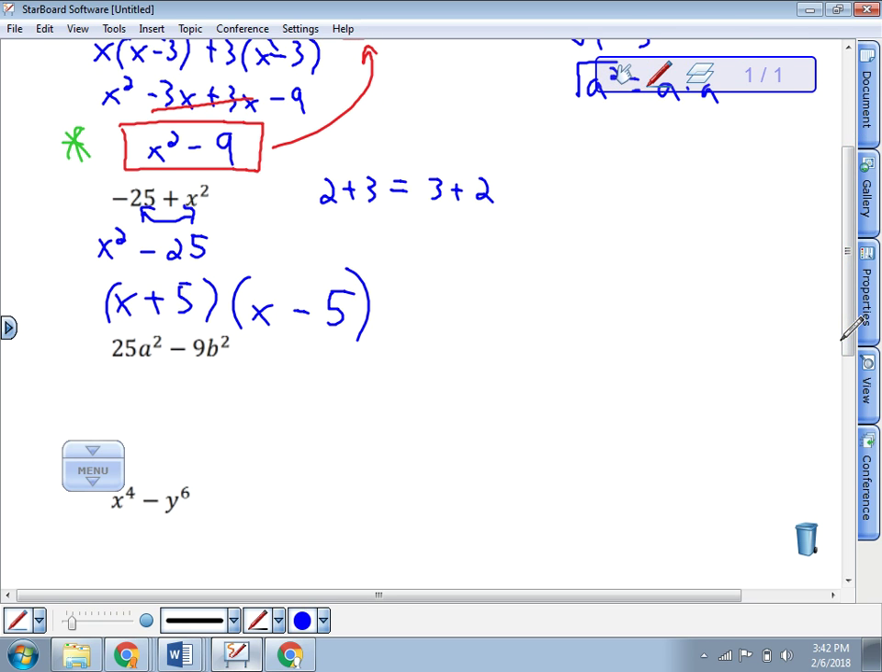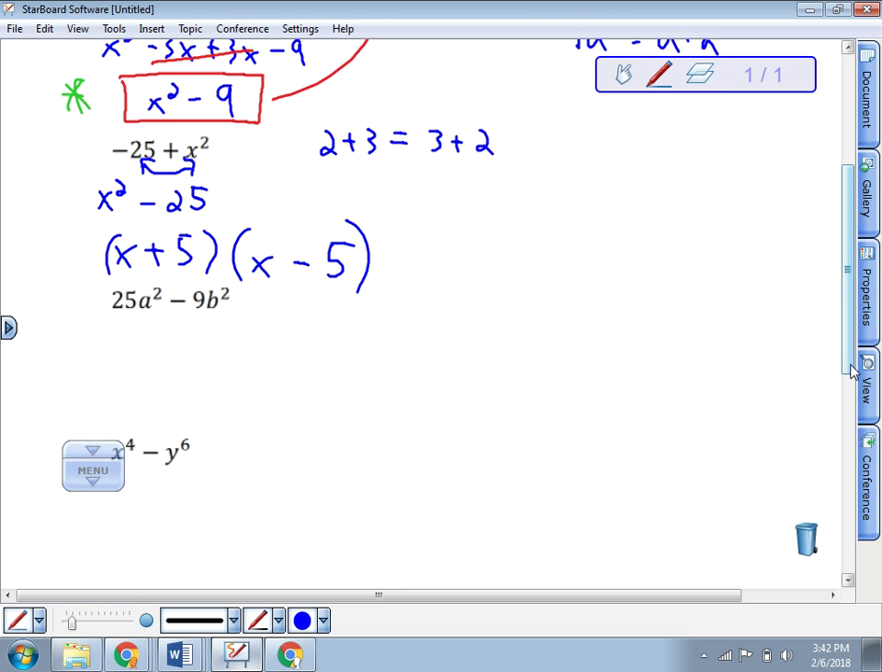Again, subtraction sign, binomial. You're thinking difference of perfect squares, but now we've got some a squareds and some b squareds. That's okay. Let's just follow the pattern. We know it's going to be double parentheses. We look at the first term. What's the square root of 25? Well, it's going to be 5 and 5. We know it's going to be a plus and a minus. But we've got an a squared, so it's 25a squared. So I need a 5a times a 5a. You know it's the same term.